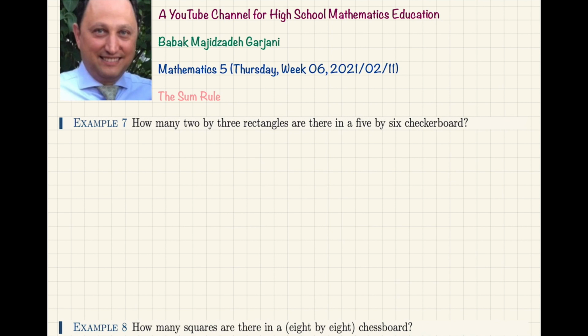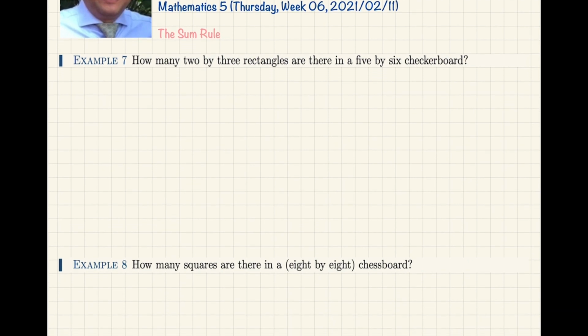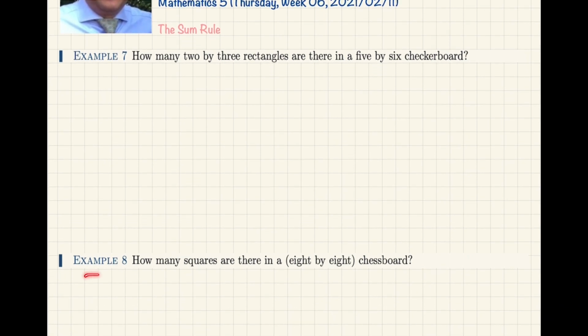The answer that I got is 19. Maybe I am wrong. Let me see. 1, 2, 3, 4, 5, and then 1, 2. So I get 10 vertical ones and 9 horizontal ones. Yeah, we can. I don't know. I have to check that one. But for the last one, because I know the formula, you are right. The answer to that one is 204.